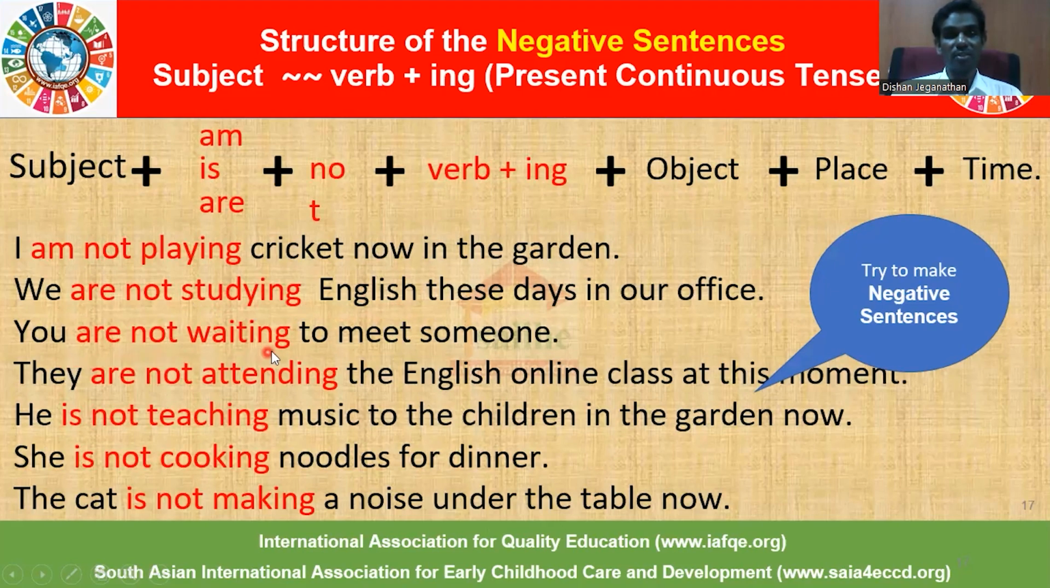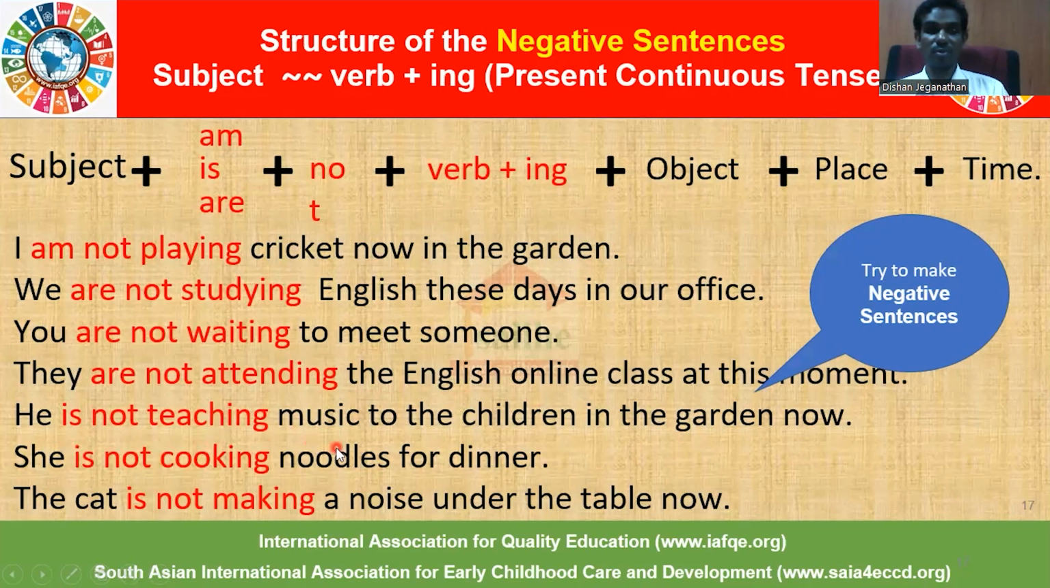You aren't waiting to meet someone. You is the subject, aren't, waiting is verb plus ing, to meet someone is the rest of the part of the sentence. They aren't attending the English online class at this moment. They is the subject, aren't. Attending is verb plus ing. The English online class is the object, and at this moment is the rest of the sentence.